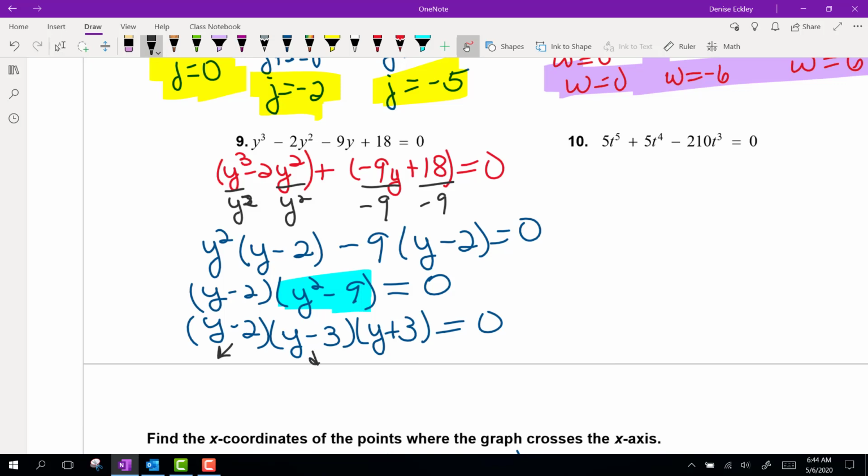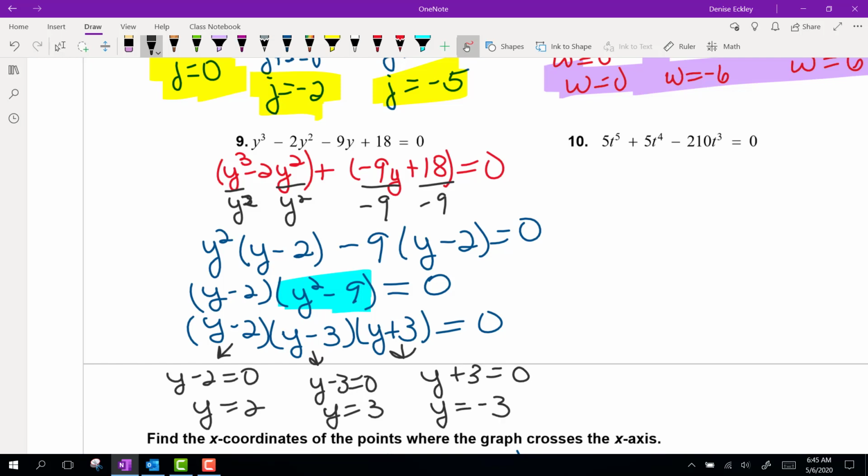So our 3 factors are y minus 2 equals 0. Adding 2, we get y equals 2. y minus 3 equals 0. Adding 3, we get y equals 3. y plus 3 equals 0. Subtracting 3, we get -3. So there are our 3 solutions, 2, 3, and -3.